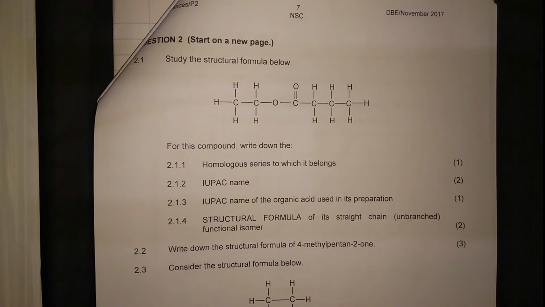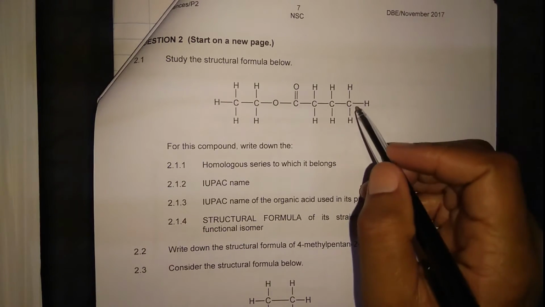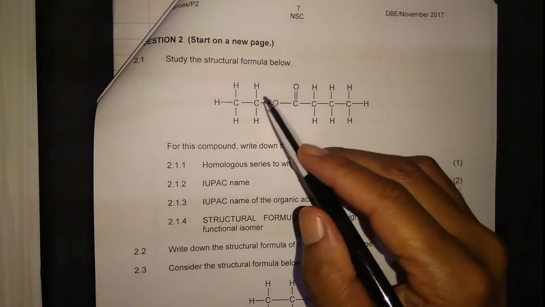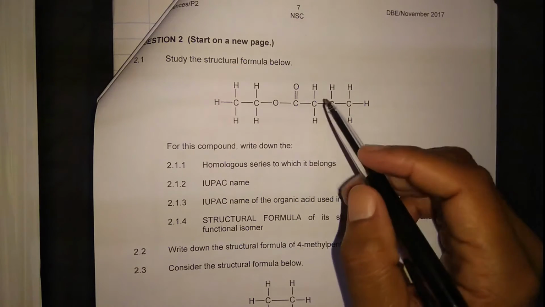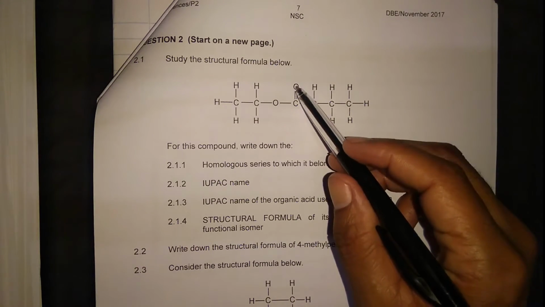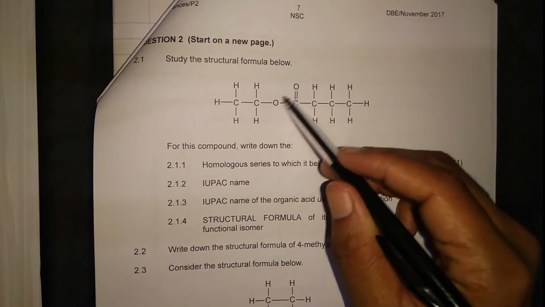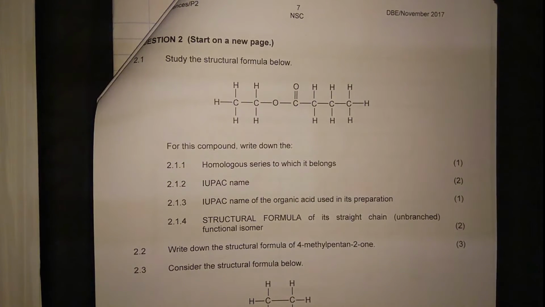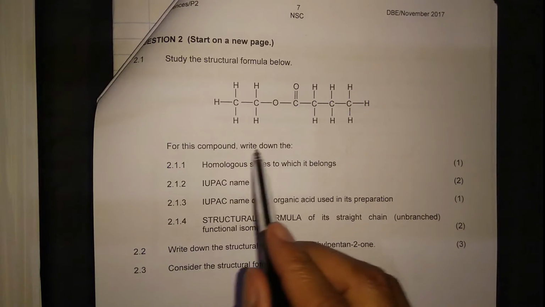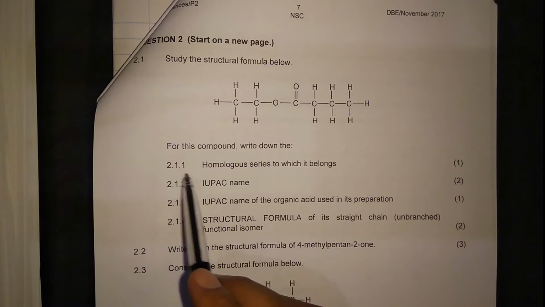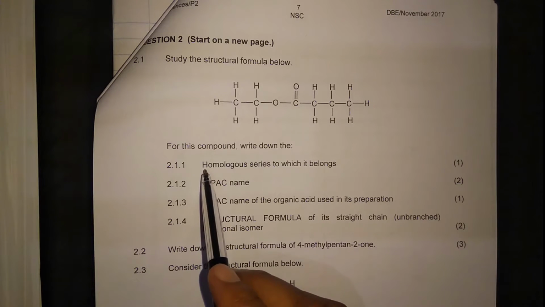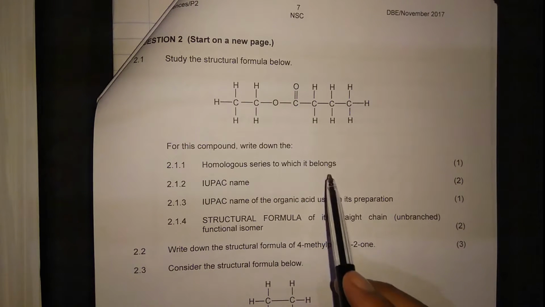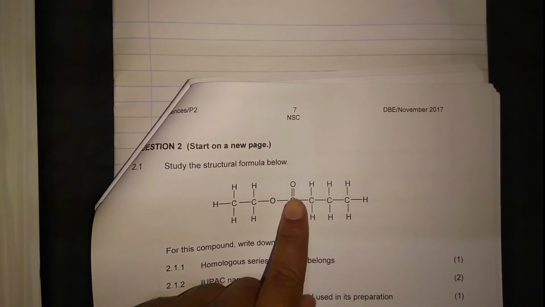Okay, this structure has 1, 2, 3, 4, 5, 6 carbon atoms, and then siba nama oxygens somewhere in the middle of the structure. So for this compound, write down the following. 2.1.1, write down the homologous series to which it belongs. So njengoba point out lapha in the middle sithola COO. This is an ester.